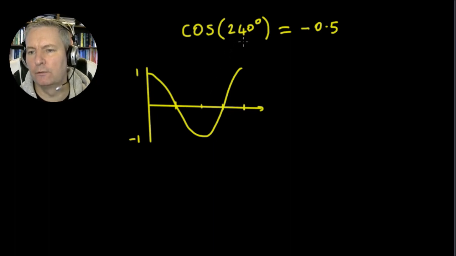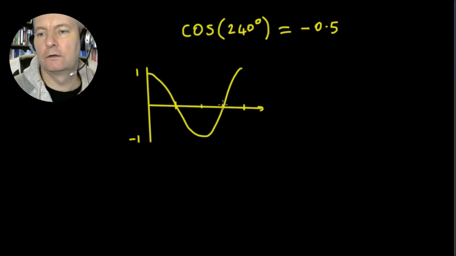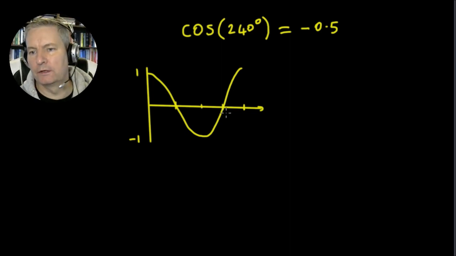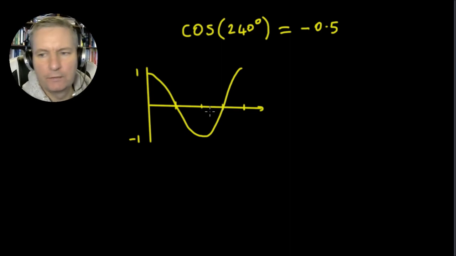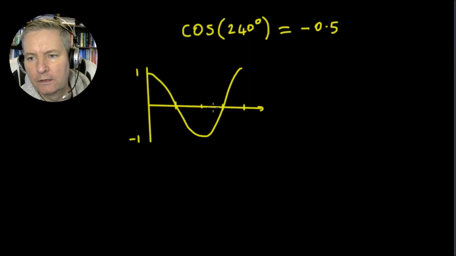So where's this 240 going to be? If this is 180 there, and this is 270, it must be within this quadrant here. So it's going to be somewhere in here, so let's just put a line down in here. And that's going to give us a value of minus a half. So we'll come along here, and we've got our minus a half here. So that height there is minus 0.5.